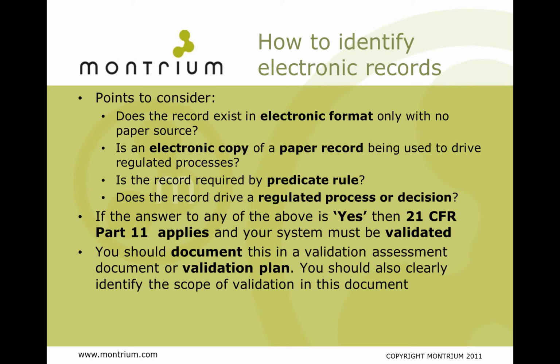These are the kinds of questions you need to ask to work out, first of all, whether you need to validate the system, and if so, what the scope is. You would typically document this in your validation assessment document if you're producing one, or otherwise in your validation plan. You should also clearly identify the scope of validation within that document, based on the actual processes or records that you're managing.